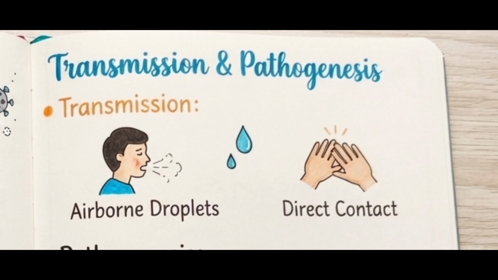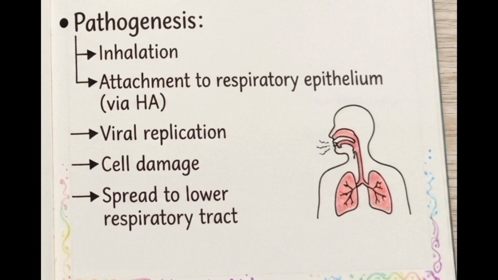Now, transmission and pathogenesis. How does influenza spread? Primarily through airborne droplets when an infected person coughs or sneezes, and via direct contact. Pathogenesis. Finally, let's trace the pathogenesis of the virus step by step. Step 1. Inhalation of the virus into the respiratory tract. Step 2. Attachment to the respiratory epithelium using the HA, hemagglutinin spike. Step 3. Viral replication inside the host cells. Step 4. Resulting cell damage. Step 5. Spread of the infection down to the lower respiratory tract.